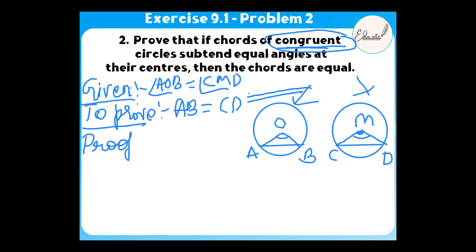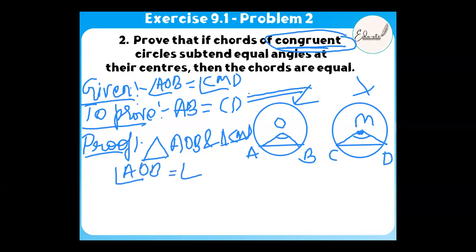How to start with the proof? What are we going to consider at first? Consider the triangles, right? Triangle AOB and triangle what, beta? CMD. Okay. Now tell me the statements that you can prove here. We already know that angle AOB is equal to angle CMD. One angle we have known. This is given. What else, beta? What else, Laiba?